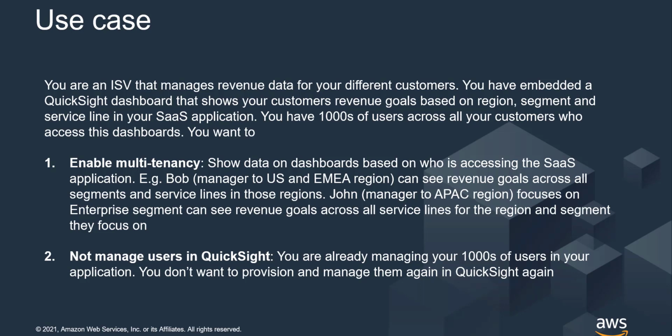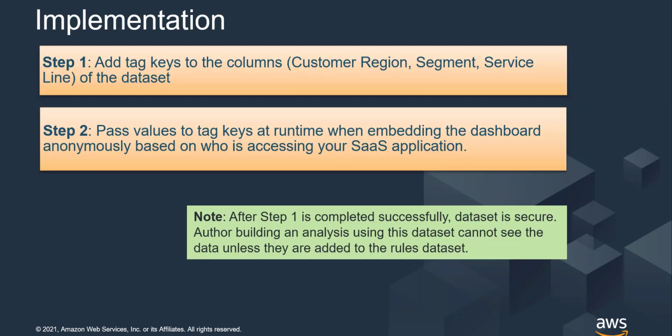And now that we have set the stage here with the use case, we can talk about what it takes to implement this feature. There are two steps. First step is you will be adding tag keys to the columns of your dataset. In this particular use case, there are three columns: customer region, segment, and service line. So you will be adding tag keys to these three columns, and these will be set on the dataset. And once you have set these tag keys, you can pass values to these tag keys at runtime. And this is step two.